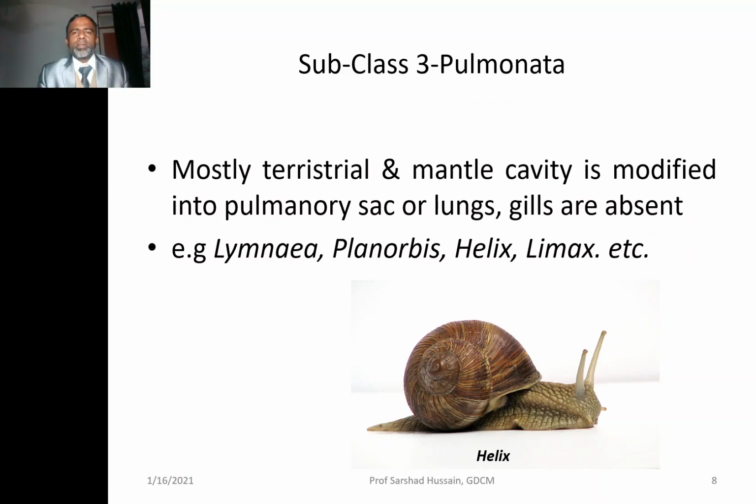Then the subclass third, Pulmonata. Pulmonata are mostly terrestrial organisms that you might have seen in your houses as well. The mantle cavity is modified into a pulmonary sac or lungs. Because its mantle cavity performs the function of lungs and gills are absent, it is called Pulmonata. The word pulmo is always associated with the lungs. Examples are Limnaea, Planorbis, Helix, Limax, etc. This is the Helix.